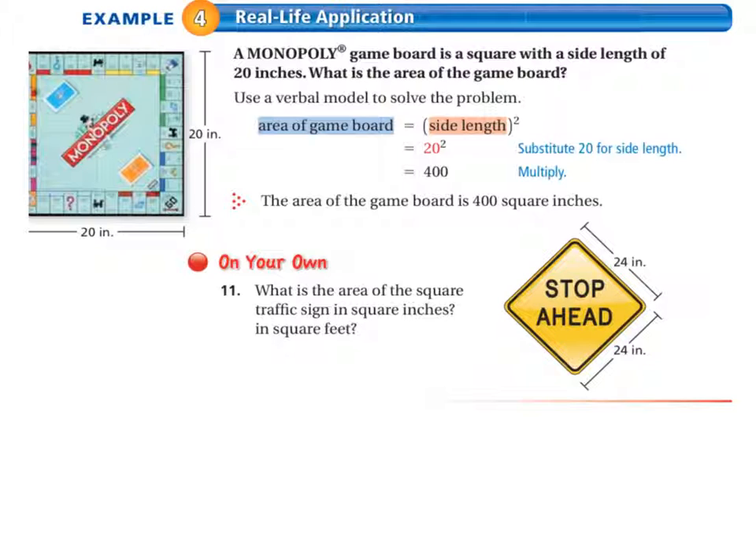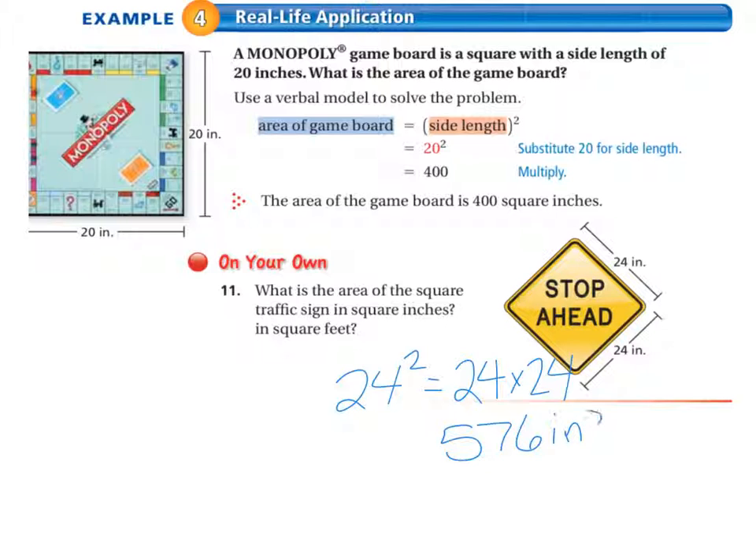Go ahead and take a look at this stop sign, pause for just a second, and see if you can find the area of the stop ahead sign for the schools. Okay, now that you've had a second, hopefully you've written it like this, 24 squared, and then when we multiply out 24 times 24, we should get 576 inches squared.